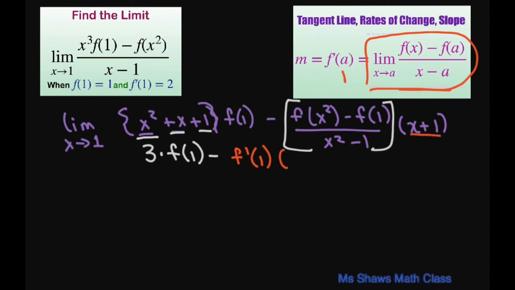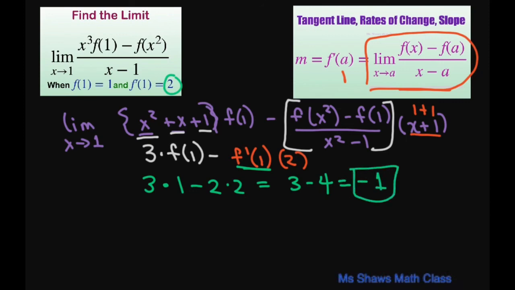So when you substitute in 1, you get 1 plus 1. This is going to be times 2. So this is going to be 3 times 1, minus f prime of 1, which is 2. So you have 2 times 2. This is going to give you 3 minus 4, which equals negative 1. This one was really confusing.